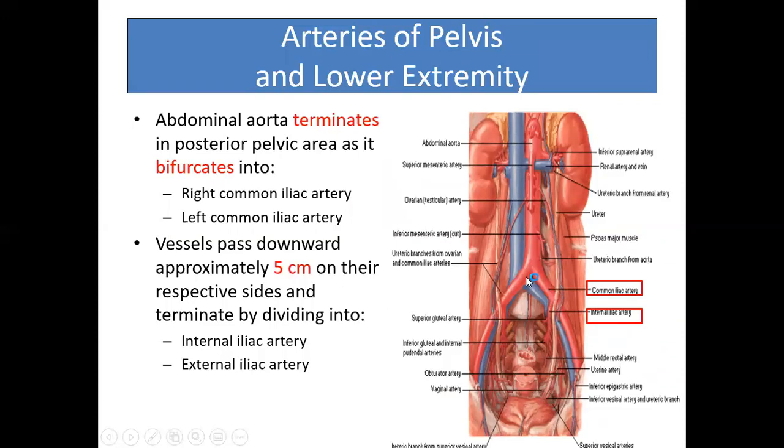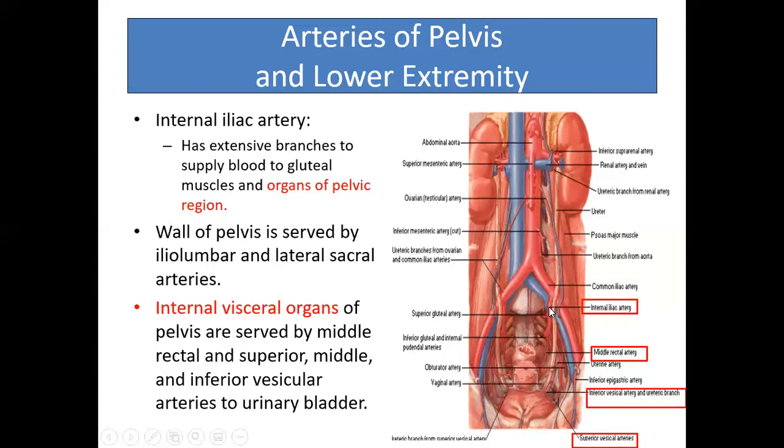These vessels pass downward approximately 5 centimeters on the respective side, and later each will be further divided into two branches, the internal iliac artery, and we also have the external iliac artery. So the common iliac artery further branches into two: the internal iliac artery and the external iliac artery.